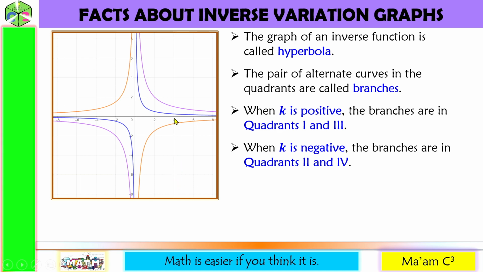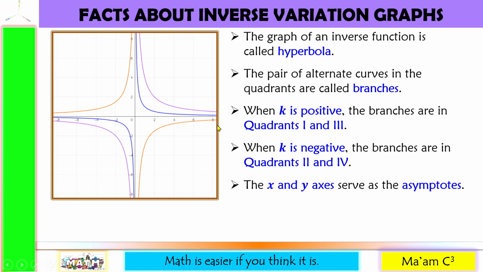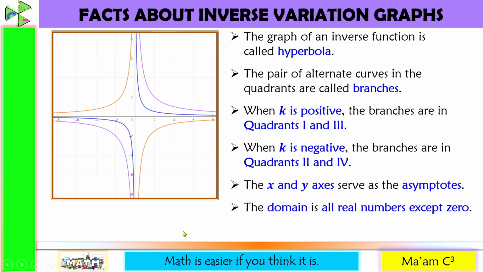Another thing, the x and y axes serve as the asymptotes. I already explained this earlier. The graph approaches the y-axis and it also approaches the x-axis. Now for the domain, the graph will extend indefinitely to the left and to the right, but it will not pass through 0. So the domain is set of all real numbers except 0.